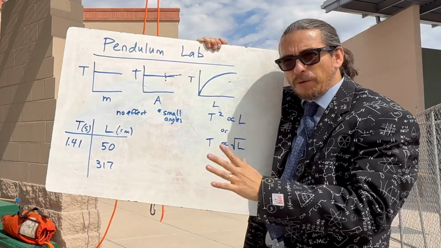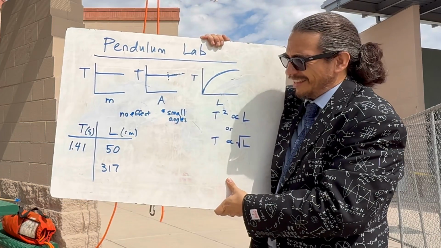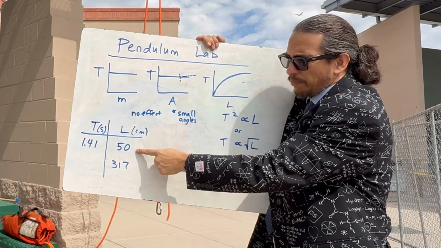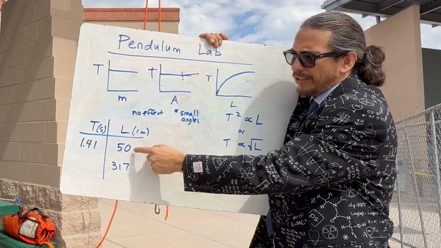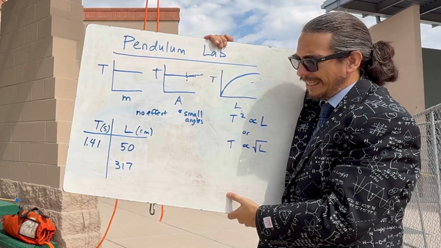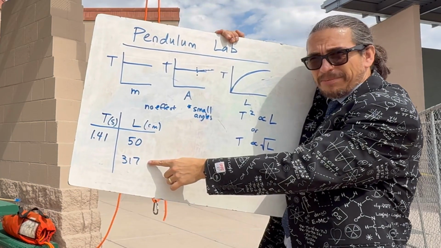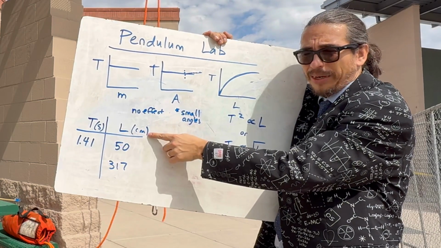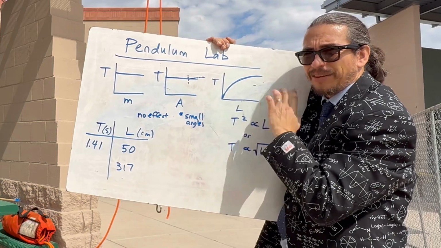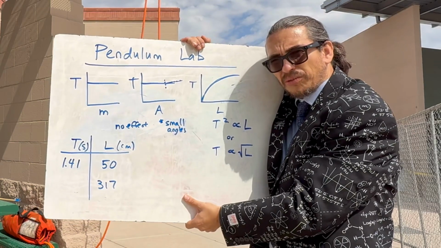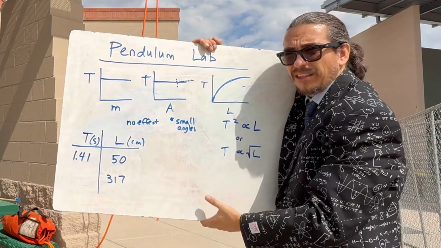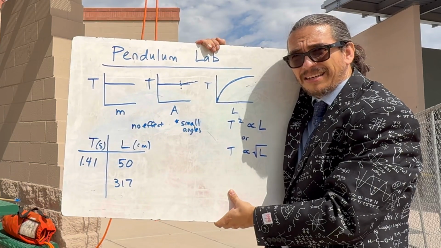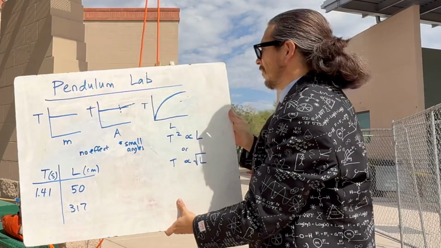Well, we did this with small pendulums, string with a ball on the end. And one of the data points we got was in 50 centimeters, we got 1.41 seconds. This pendulum behind me is 317 centimeters long, measured the same way we measured this one. And so with that information and with this over here, we could use proportional reasoning to actually figure out what the predicted period should be. Pretty cool. So let's try that out.